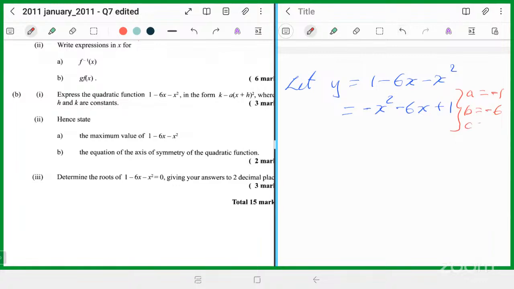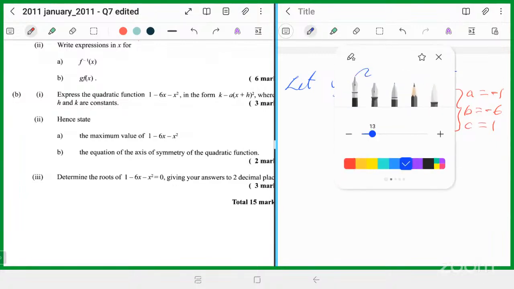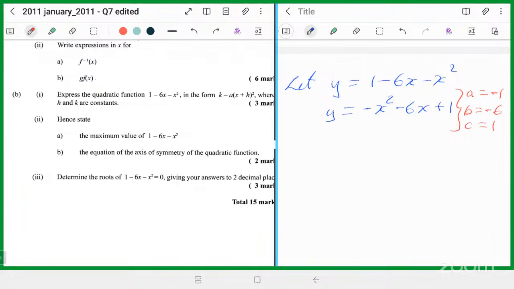The c equals 1. So those are my a, b, and c. For completing the square, I'm going to use the normal method that we use. I'm going to write this as y equals a into x minus xt squared plus yt. So xt and yt are the coordinates of the turning point. That's what the t stands for.